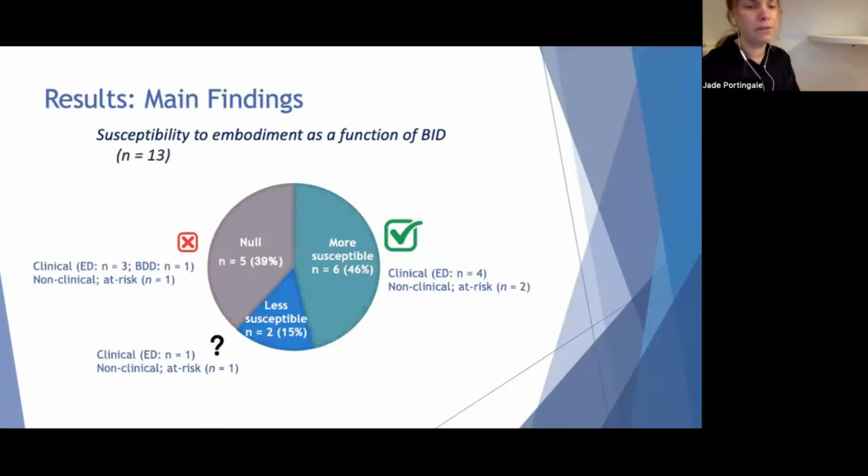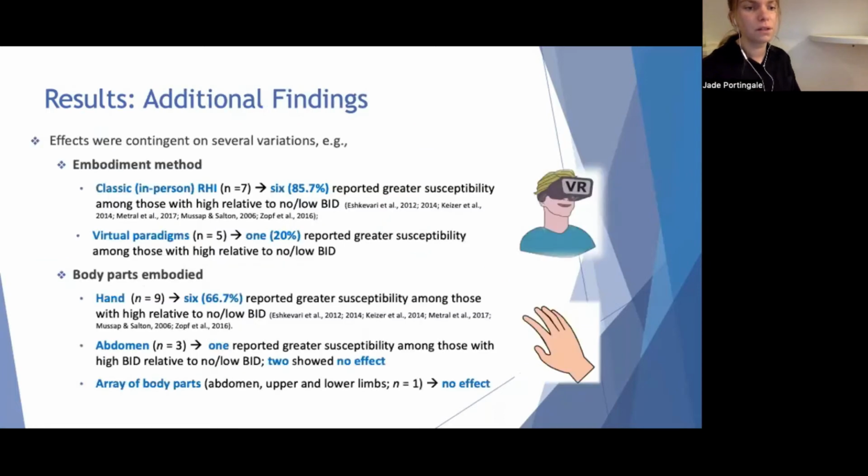In terms of the main findings, 13 studies assessed aim 1, that was susceptibility to embodiment as a function of body image disturbance. Overall, the majority of these, so 60%, indicated a difference in susceptibility based on varying levels of body image disturbance, with most of these reporting greater susceptibility among those with higher levels of body image disturbance relative to low or no levels. However, these effects were found to be contingent on several variations.